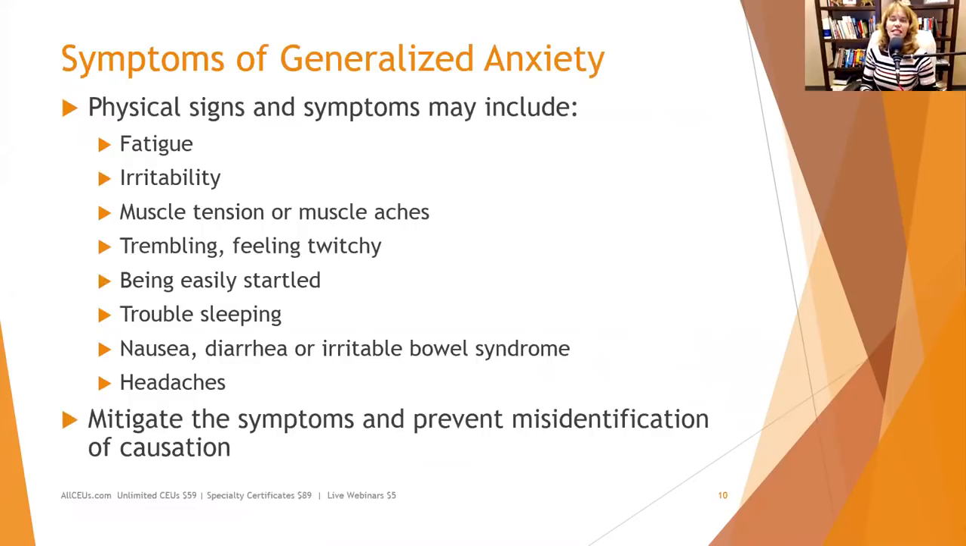So physical signs and symptoms of anxiety may include fatigue, irritability, muscle tension or muscle aches, trembling, feeling twitchy, being easily startled, trouble sleeping, nausea, diarrhea, irritable bowel syndrome, headaches. So the first thing we want to do with clients is say, get a physical. Let's rule out physiological causes of this. But we can also help clients look at what might be causing these things that you can do to mitigate it. What might be contributing to your fatigue? What might be contributing to your irritability and your muscle tension or your muscle aches?